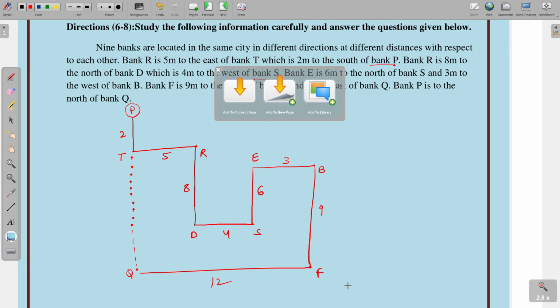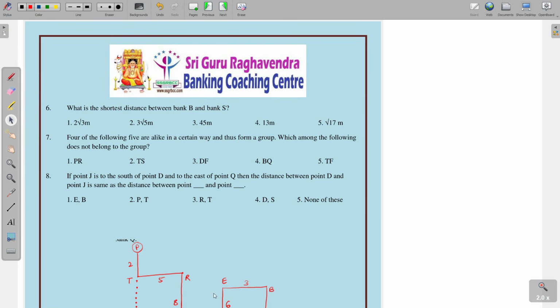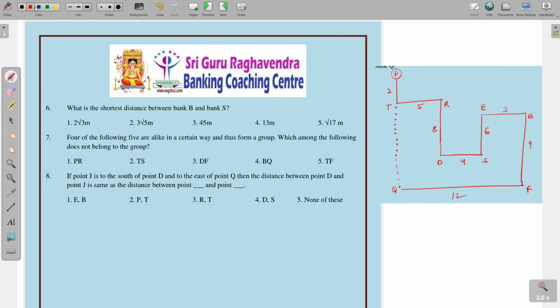Let us move on to the questions. What is the shortest distance between B and S? So, B here and S here. Here we have a right-angled triangle. So, 6 and 3. What is the hypotenuse? Root of 6 squared, 36, plus 3 squared, 9. Root 45, 9 into 5, so it is 3 root 5 meters.